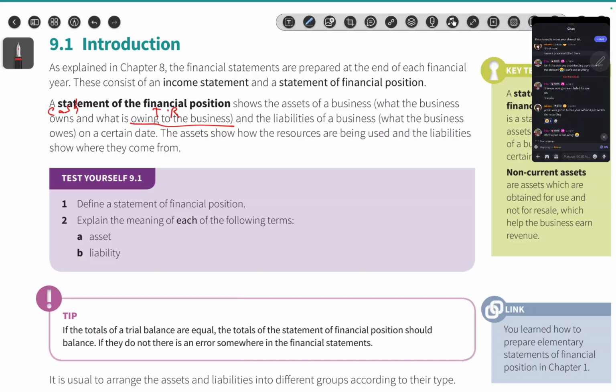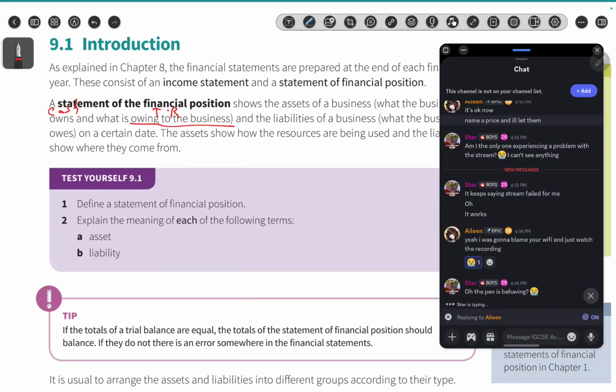Anyway, I explain the meaning of each of the following terms. Asset: something you own or other people owe you. So your trade receivables owe you money and that's an asset, and you own your cash and that's an asset. Liability is what businesses owe to other people.